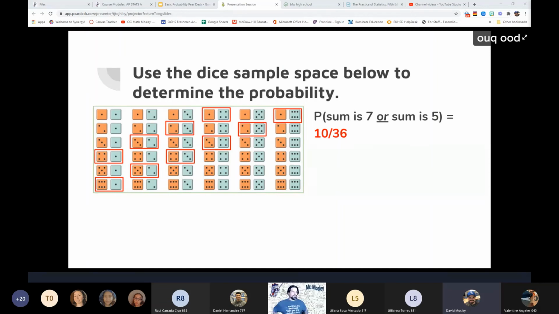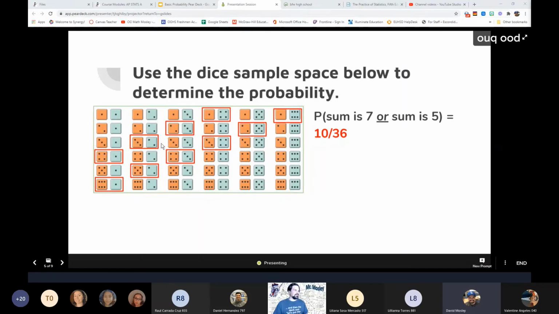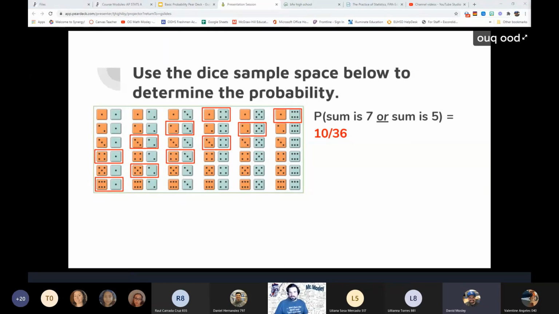The solution: the probability that the sum is 7 or the sum is 5 is 10 out of 36. There are 10 possible outcomes that satisfy that event, right? We can have 4 and 1, 3 and 2, 2 and 3, 1 and 4, 6 and 1, 5 and 2, 4 and 3, 3 and 4, 2 and 5, 1 and 6. These are all the possible rolls of the dice that have a sum of 7 or a sum of 5. Right, so this is the addition rule when you have mutually exclusive or disjoint events.